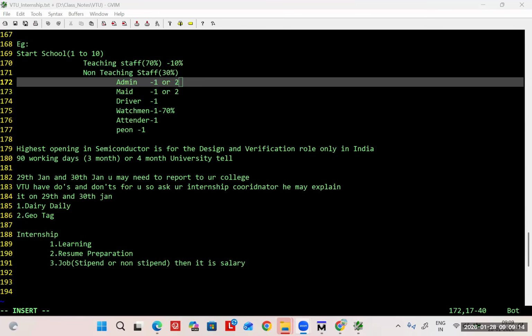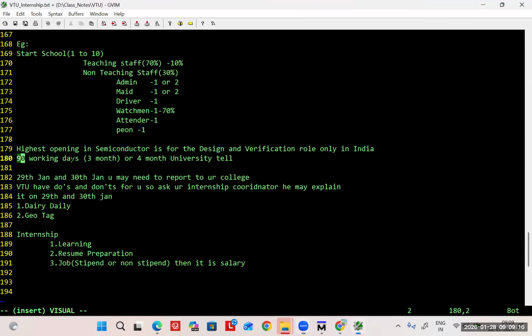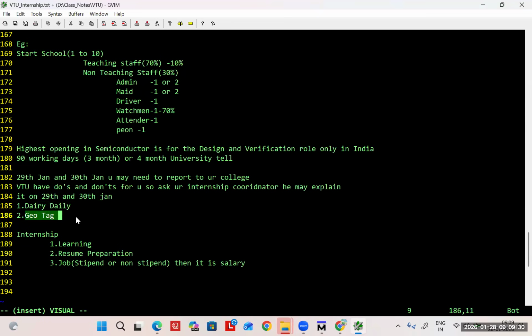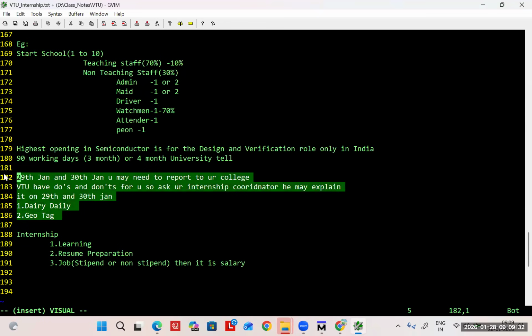Now, some people ask how many days the internship is. It's 90 working days, whatever your university tells. Maybe tomorrow or the day after tomorrow, they will explain in your college how to maintain your diary, geo tag, and so on. Whether you are a video student or non-video, you get to know what you need to do. Daily, you need to write what you have learned and enter it into your video portal.